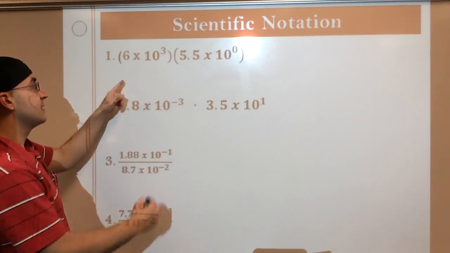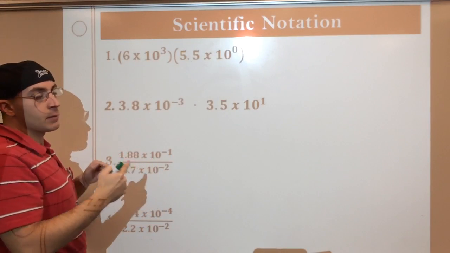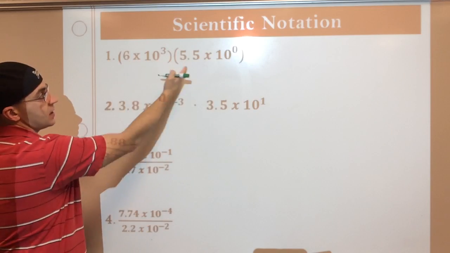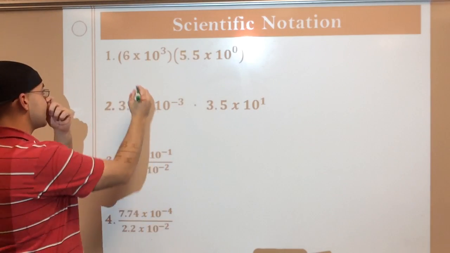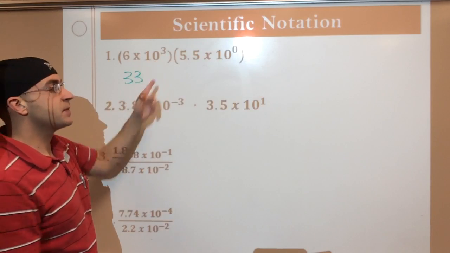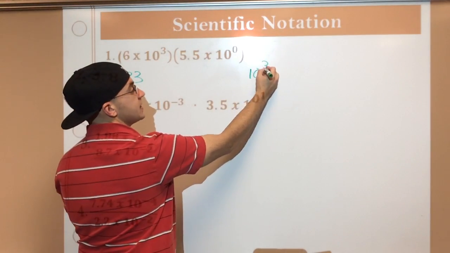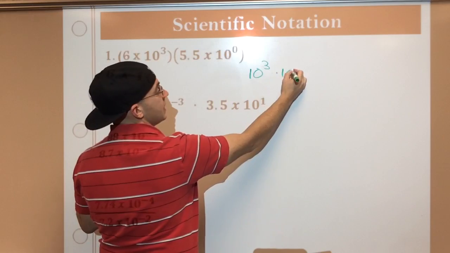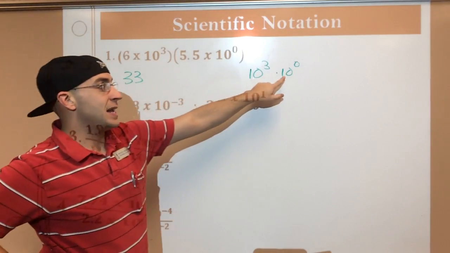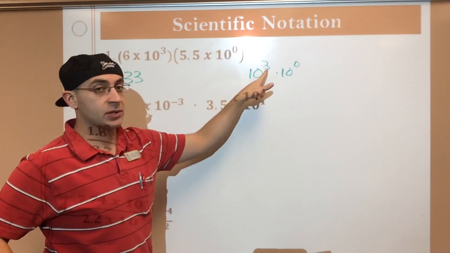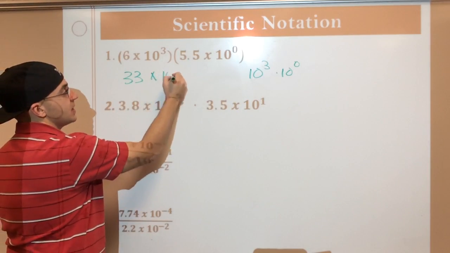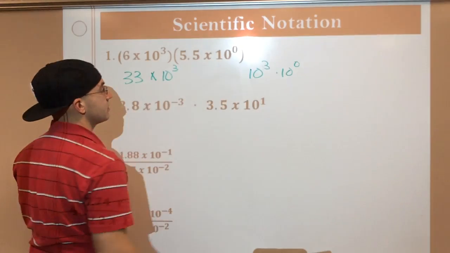The real way is this. Separate the numbers in the front of the times 10 to the whatever, and multiply them. So I've got 6 times 5.5, which gives me 33. Let's put that to the side for now. Then I've got 10 to the third times 10 to the 0. We have the same base, so use the laws of exponents to put those together. I would add the exponents. So this is now 33 times 10 to the third, because 3 plus 0 is 3.